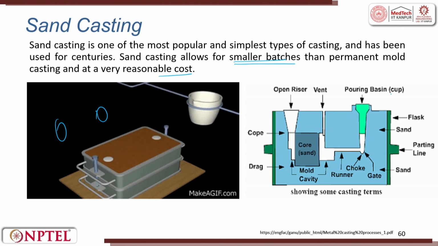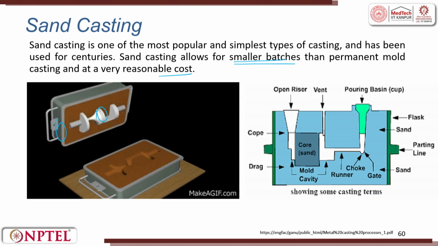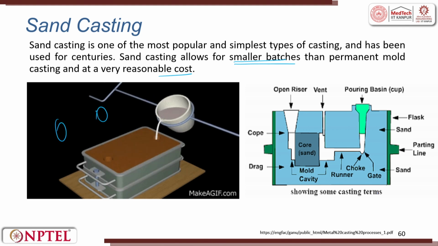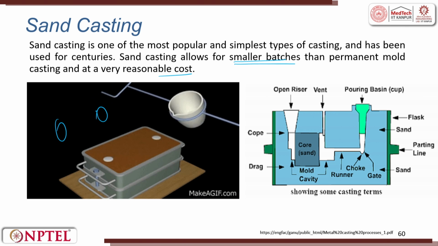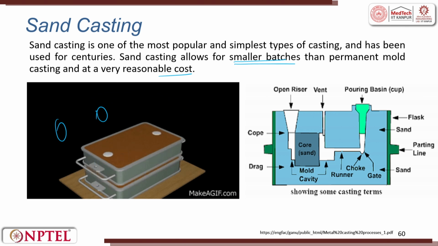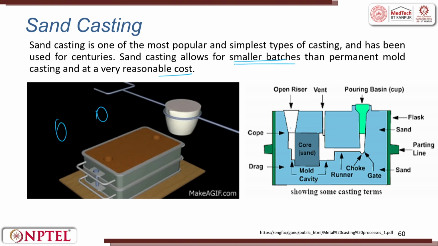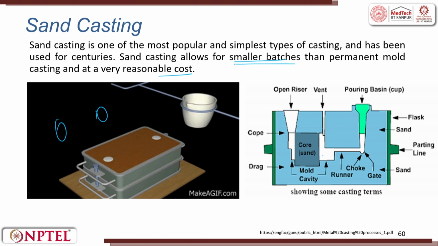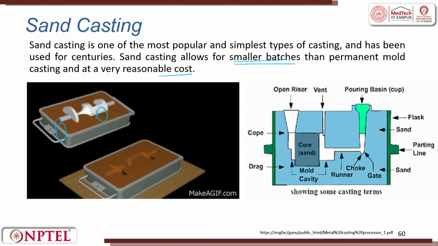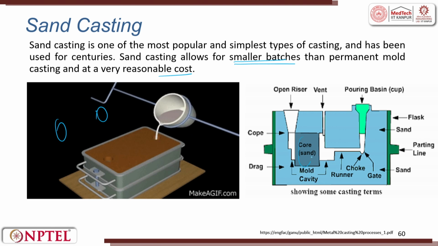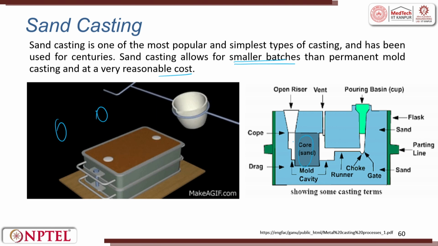So, this now clearly tells you all the things: pouring basin, coming to gate, gate to runner, runner to the mold cavity. The liquid flows and then it tries to fill the riser. When the liquid flows in, the air gets through the vent, it tries to escape out. So, the core is used to give the internal geometry, right.